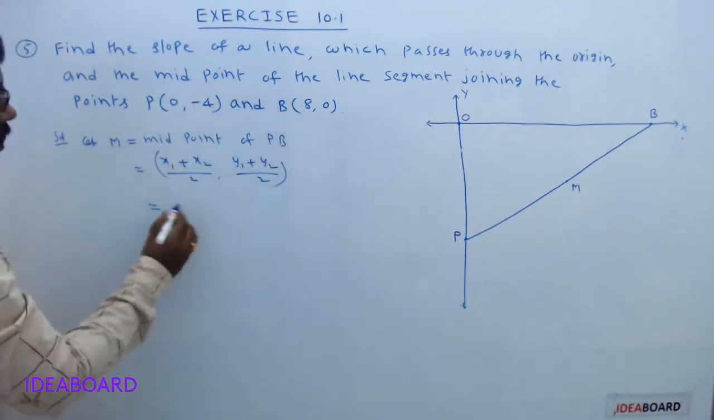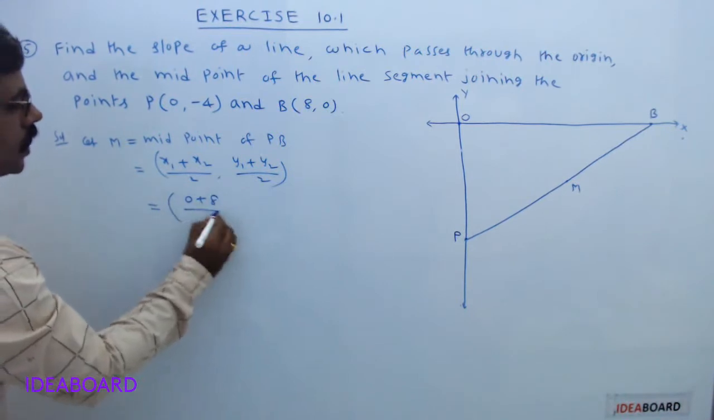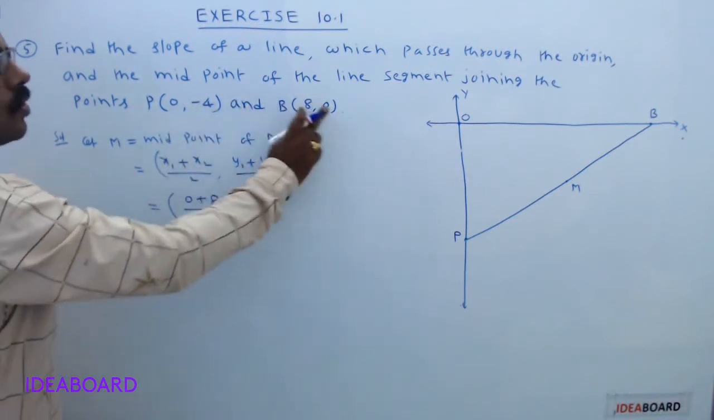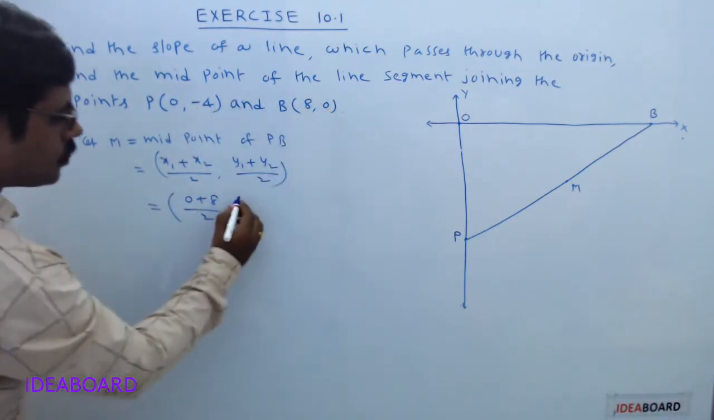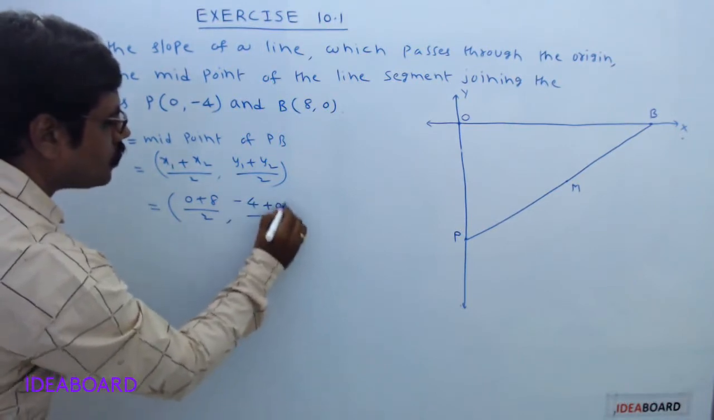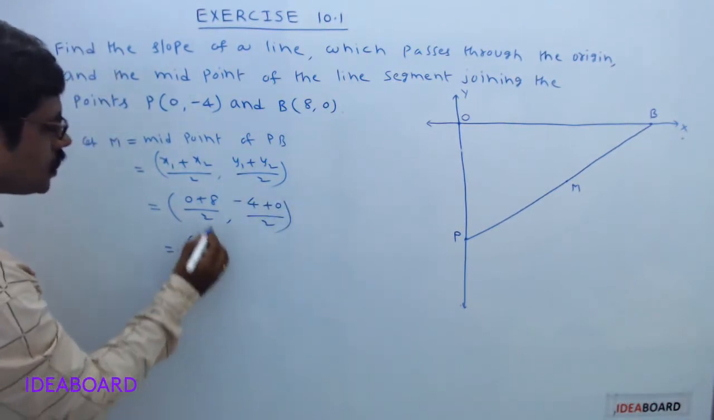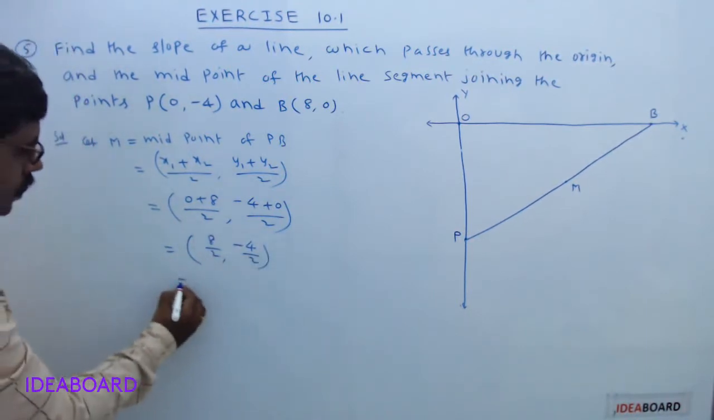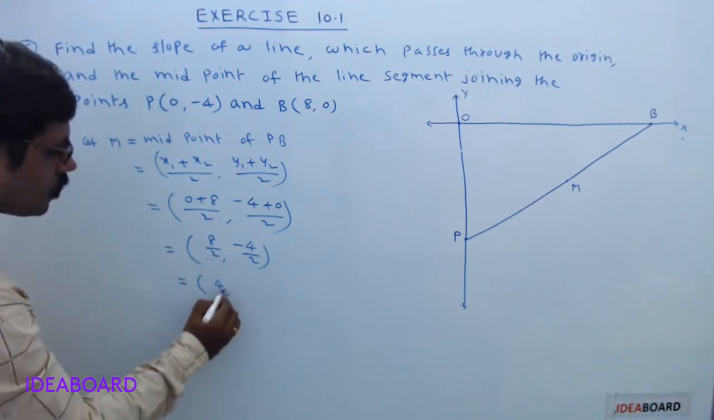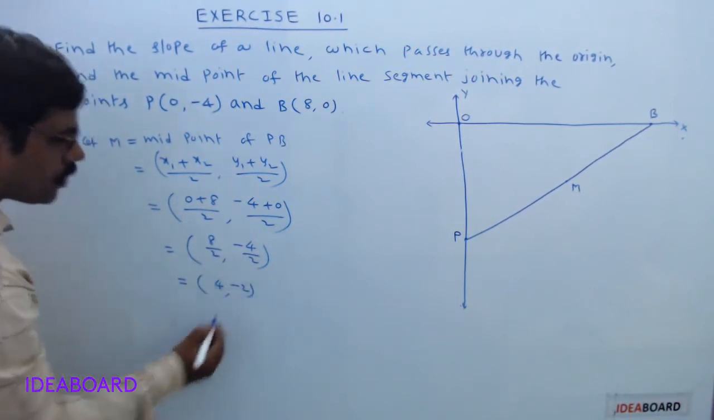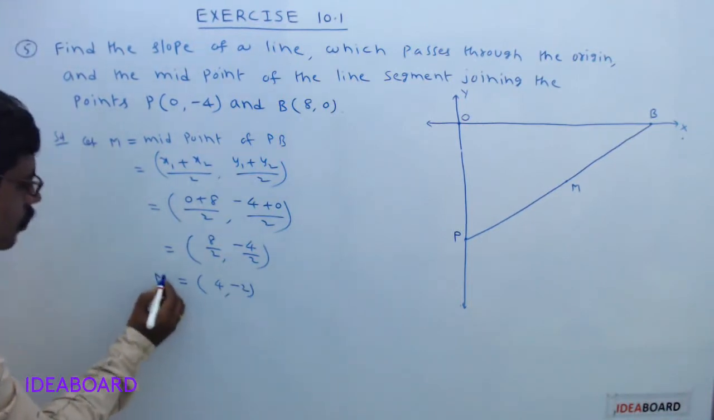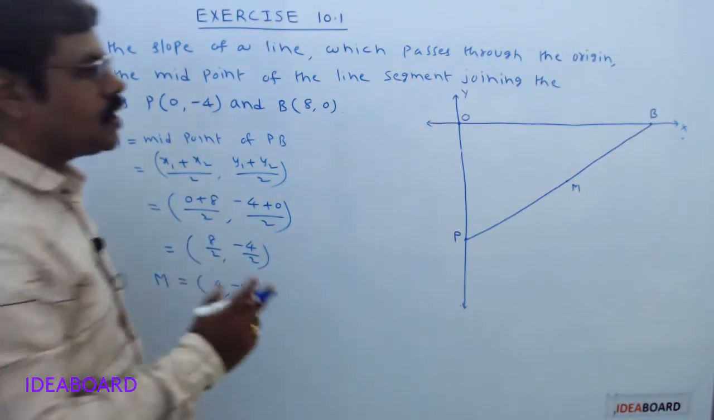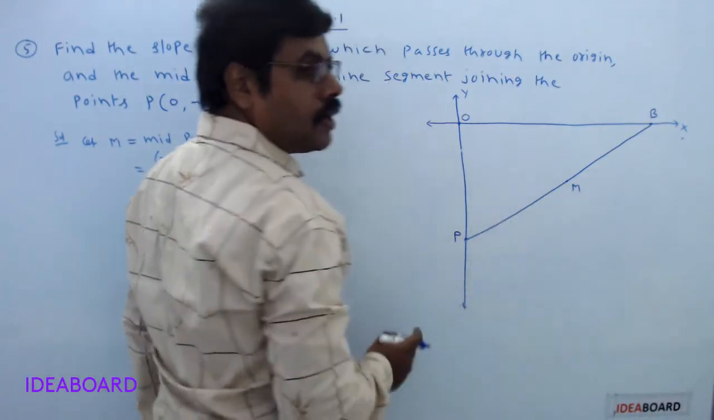Sum of x coordinates divided by 2, so (0 plus 8) divided by 2. Then sum of y coordinates divided by 2, (-4 plus 0) divided by 2. Now this is 8 divided by 2, and -4 divided by 2, so 4 and -2. Now midpoint of P and B is (4, -2). Then join the points origin and the point M.